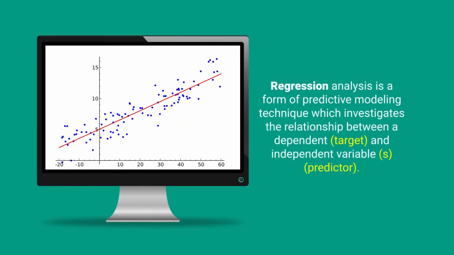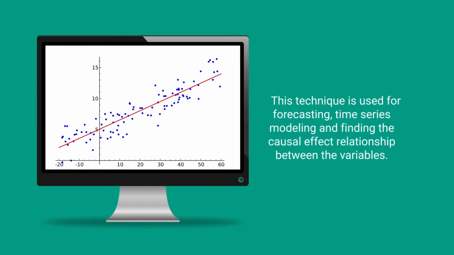So let's start with the regression analysis. Regression analysis is a form of predictive modeling technique which investigates the relationship between a dependent target and independent variable predictor. It is used for forecasting, time series modeling, and finding the causal effect relationship between the variables. This is a very important aspect: it explores and finds the causal effect relationship between the variables.